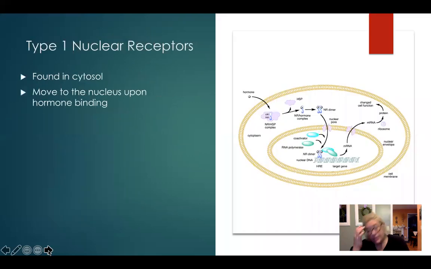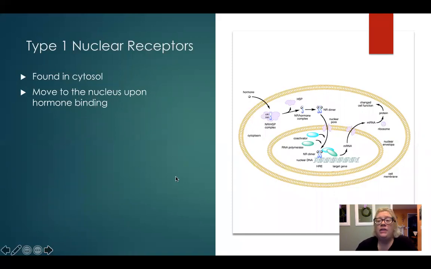Okay. So let's look to see what the type 1 nuclear receptor is going to do. When I was talking about the lipid-soluble hormone entering into the cell, I said that the receptor that it's going to bind to can either be found in the cytoplasm or it can be found in the nucleus. Well, the receptor that is going to be found in the cytoplasm is called a type 1 nuclear receptor.